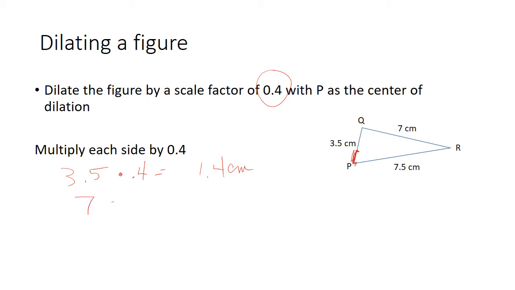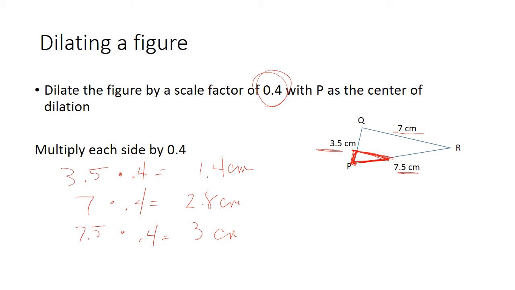Let's take our 7 centimeters, multiply that by 0.4, and we get 2.8 centimeters. So about right there. Then we take our 7.5 and multiply that by 0.4 to get 3 centimeters, which is this side right here. So we have a dilation with a common point that goes around the point P. Whenever you're dilating a figure, you take your scale factor and multiply it by the sides you have to get your new sides.